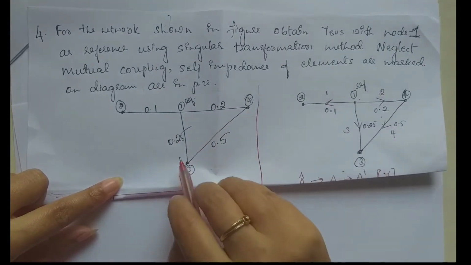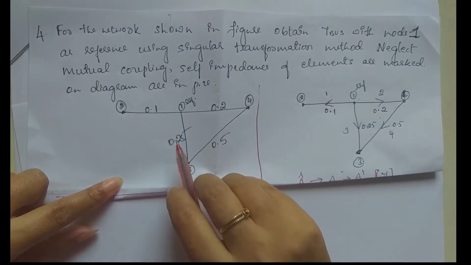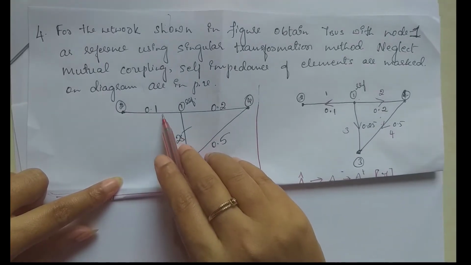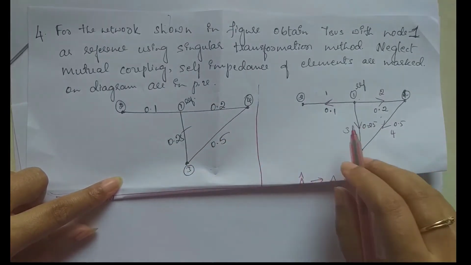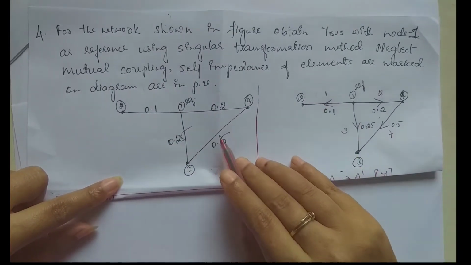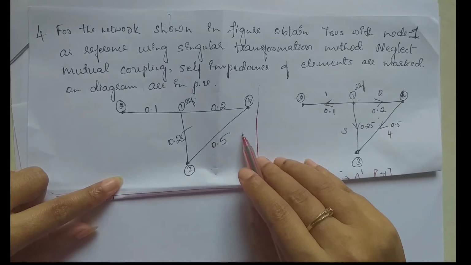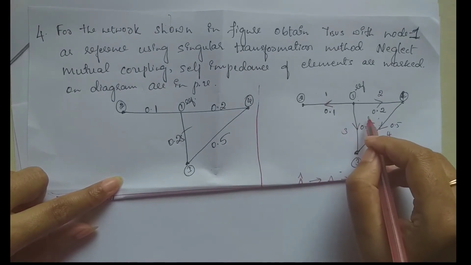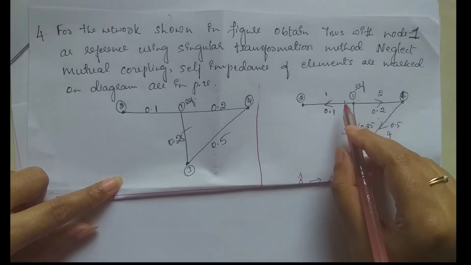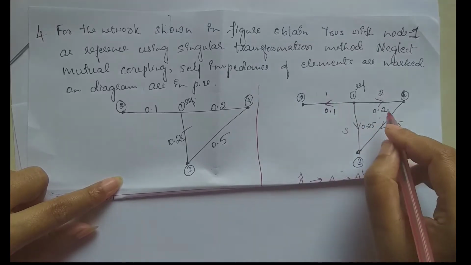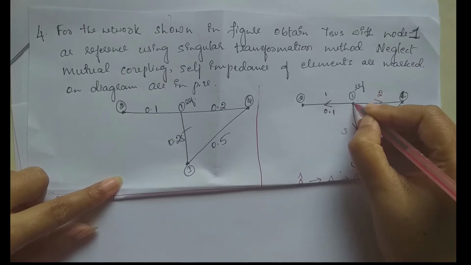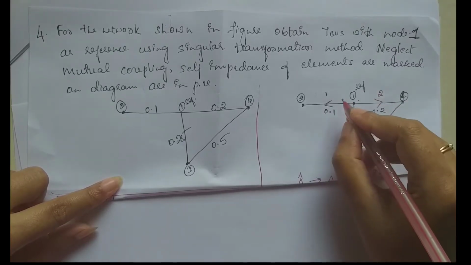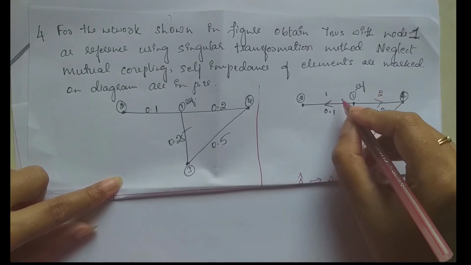Here we have 4 nodes and 4 elements. Self-impedances of the elements are given. This is a graph, so we have to convert the graph of the network to an oriented graph, where the elements are assigned directions. Here I am going to draw the diagram as it is. Now I am going to assume the directions.